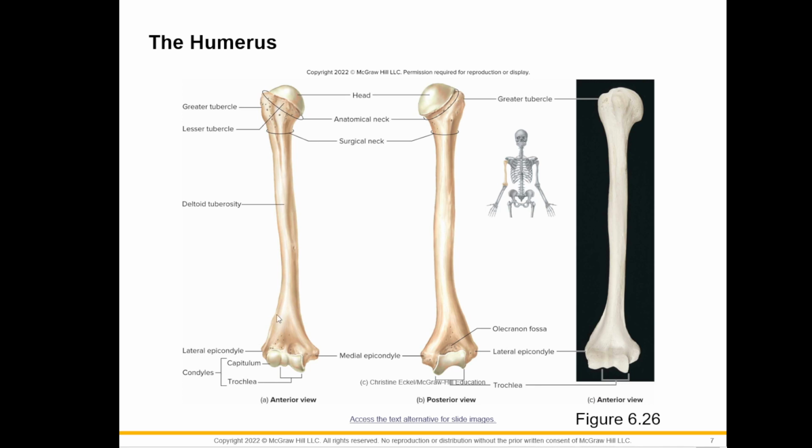At the inferior portion of the humerus, we have several parts as well. We have the epicondyles, which are smooth rounded parts of the bone, so lateral and medial epicondyle. And we have also the condyles, which are the capitulum and the trochlear condyle. These condyles will attach to the radius and the ulna in the forearm. So, unfortunately, you do have to memorize these different parts of the humerus.